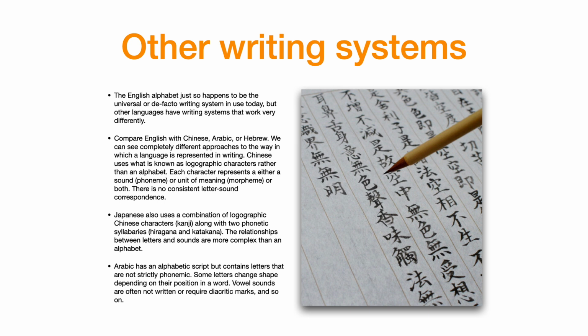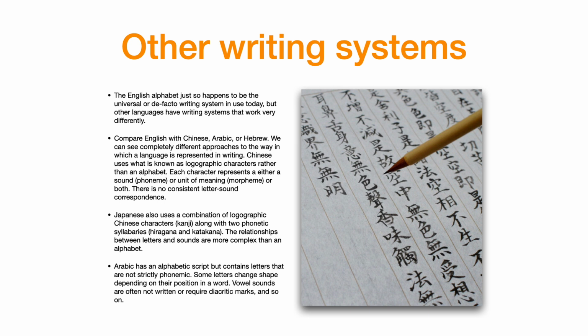Chinese uses what is known as logographic characters rather than an alphabet. Each character represents either a sound, phoneme, or unit of meaning, morpheme, or both. There is no consistent letter-sound correspondence. Japanese also uses a combination of logographic Chinese characters, kanji, along with two phonetic syllabaries, hiragana and katakana. The relationships between letters and sounds are more complex than an alphabet.